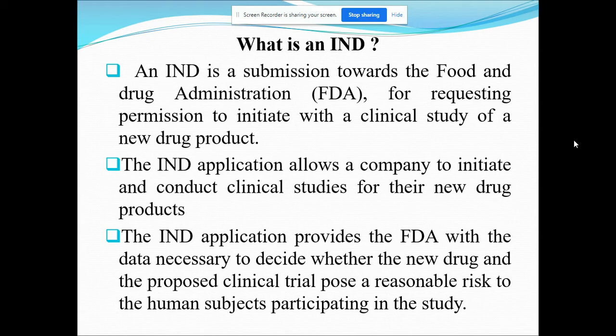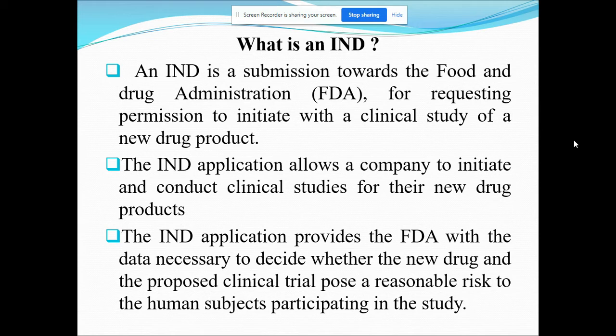As I made you aware, regarding the various types of applications, we have already completed in our offline lectures the NDA and ANDA, new drug applications and abbreviated new drug applications. Now I'm going to start with the third application, the IND, Investigational New Drug Application. And students, remember that this point comes under the second chapter as per your syllabus.